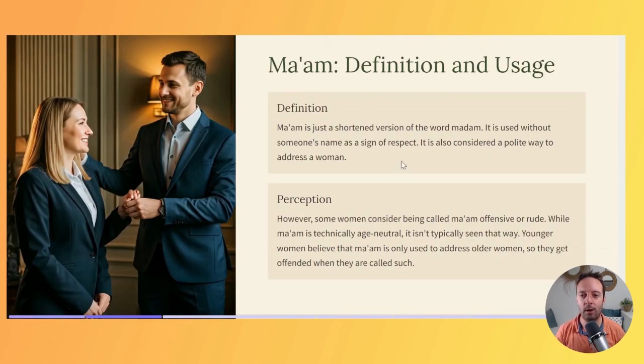So this is the correct spelling of the word, but there's lots more to think about. So what is the definition of this word? Well, it's just a shortened version of madame, right? But it's only really popular now in the United States. In other parts of the English-speaking world, I've never really heard this. It's technically age neutral, but it isn't typically seen that way. Younger women often don't really like to be addressed like that, so they may get offended. So you need to be careful when addressing people you don't know.